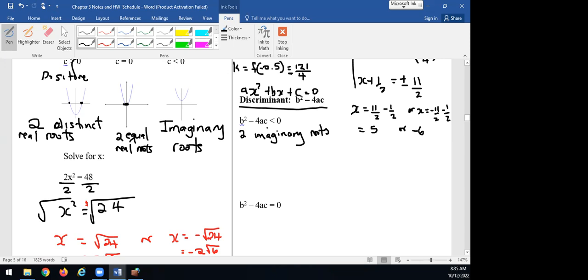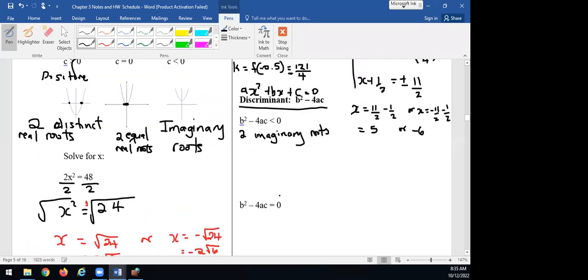And this discriminant formula is coming from your quadratic formula, the square root part, what is inside the square root of your quadratic formula. All right, so the solutions are not real, that's what it is saying. Two imaginary roots or solutions. The roots are what we call the solutions.